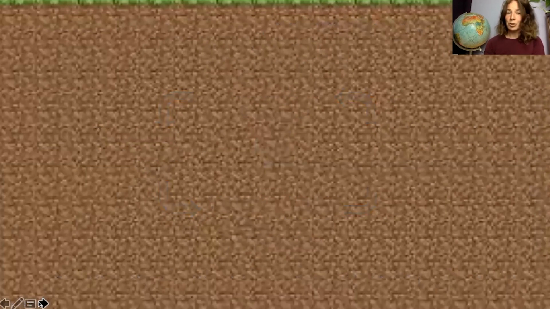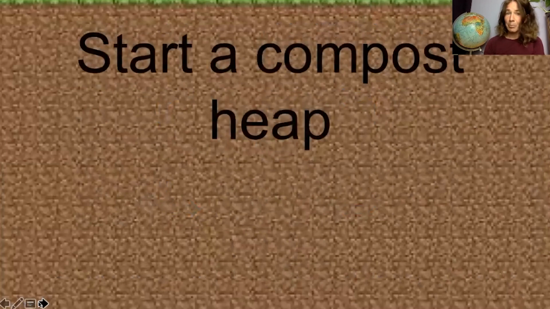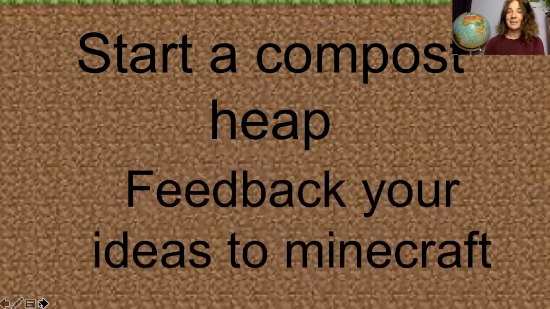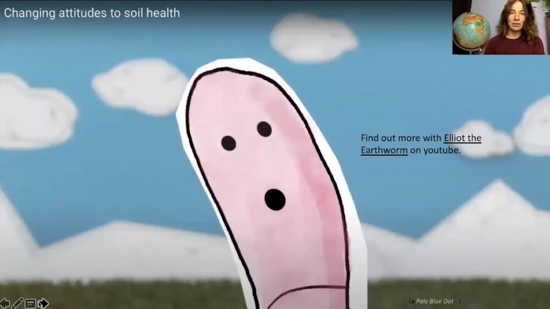So what you can do is you could start a compost heap, and then you're making the carbon into a suitable form to add back to the soil. And you can also feed back your ideas into Minecraft on climate action so that we can help spread the word about climate action.